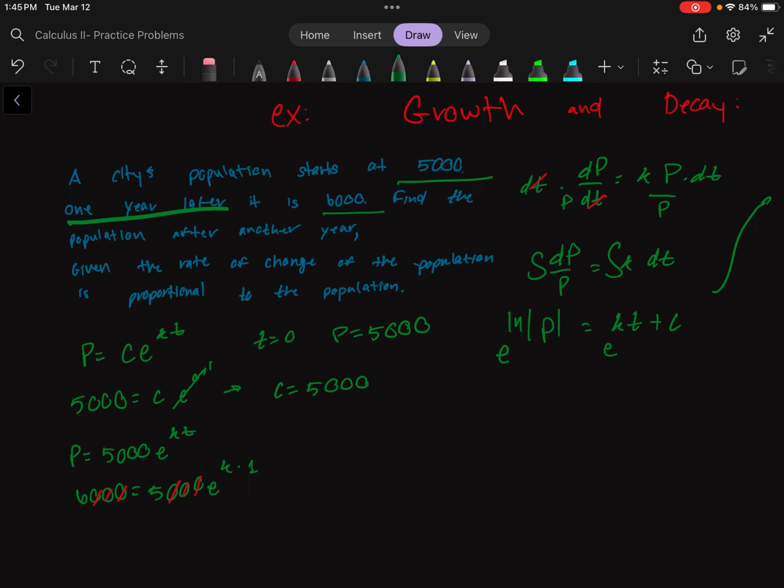So on the left side, we're going to get 6/5. That's equal to e to the k. Can we figure out what k is? Yes, by taking the natural log of both sides.